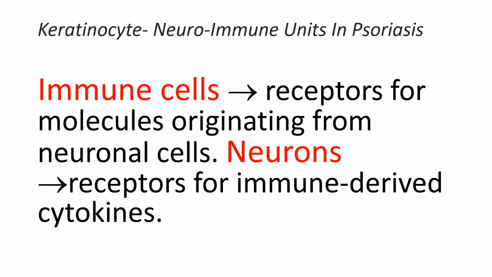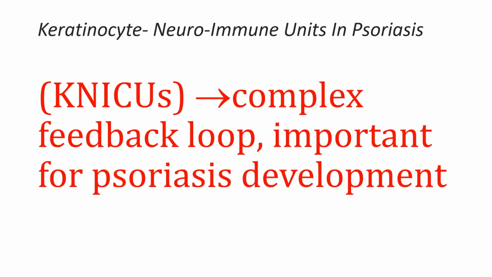Immune cells have the capacity to express receptors for molecules originating from neuronal cells, allowing them to react to neuronal signals. On the other side, neurons also express receptors for immune-derived cytokines and neurotransmitters in a reciprocal manner. Immune cells and neurons could interact with keratinocytes in psoriasis. The epidermal factors, cytokine factors, immune cells, and nerve fiber receptors have the potential to shape neuroimmune cell units. These units create a complex feedback loop and cascade amplification important for psoriasis development.